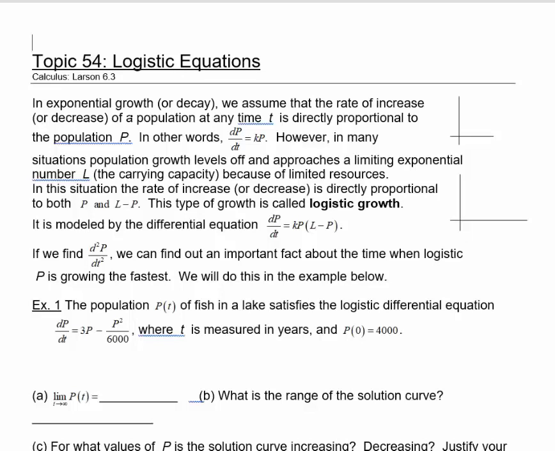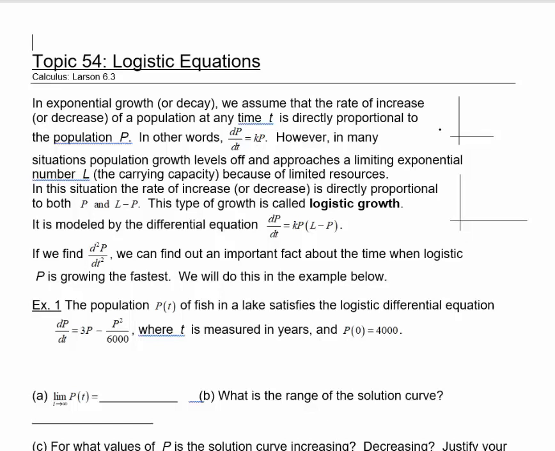So in exponential growth or decay, we assume that the rate of change of increase or decrease of a population with time is directly proportional to the population, or dP/dt is equal to kP. So this is a differential equation because it's got a derivative and it's got an equal sign.